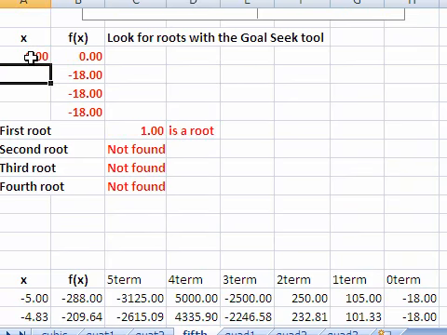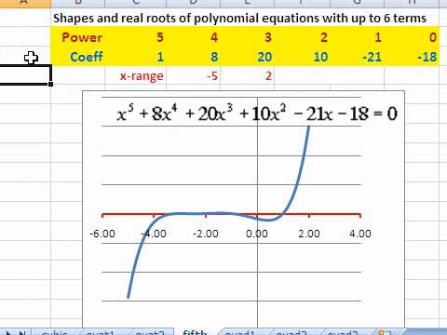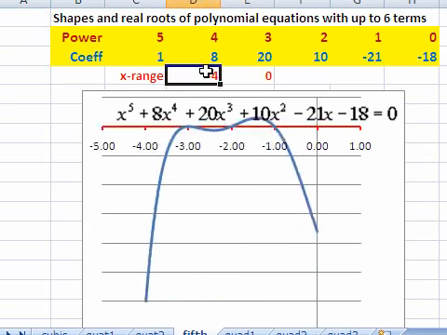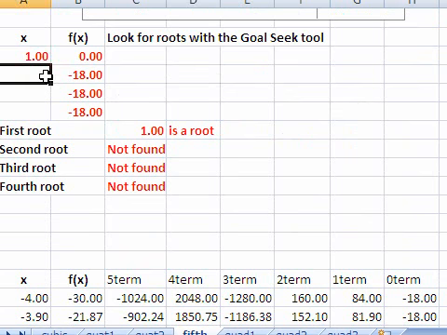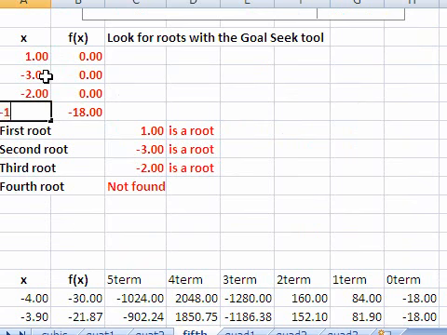Yes, that is a root. Okay, so go back up. Zoom into this part here, -4 to 0. And there we see there is a root at -3 and one at -2 and one at -1. Let's check those. -3, -2, -1. And by golly, they're all roots.